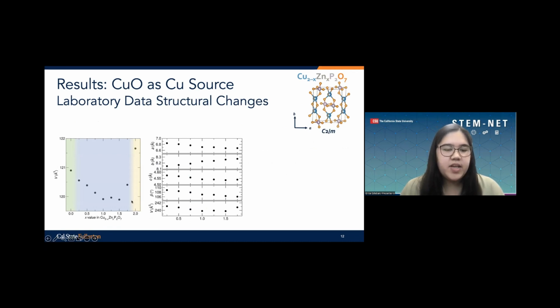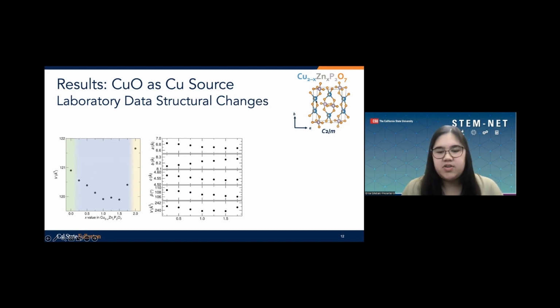So looking at the volume here, I was able to see that as I added more zinc, there was an overall decrease in volume with a sudden jump of increase in volume as we had 100% zinc. And this is quite unexpected as zinc is larger in size than copper. So I was expecting more of an increasing trend for volume. So with this unexpected result, we wanted to further look at the specific structural changes.